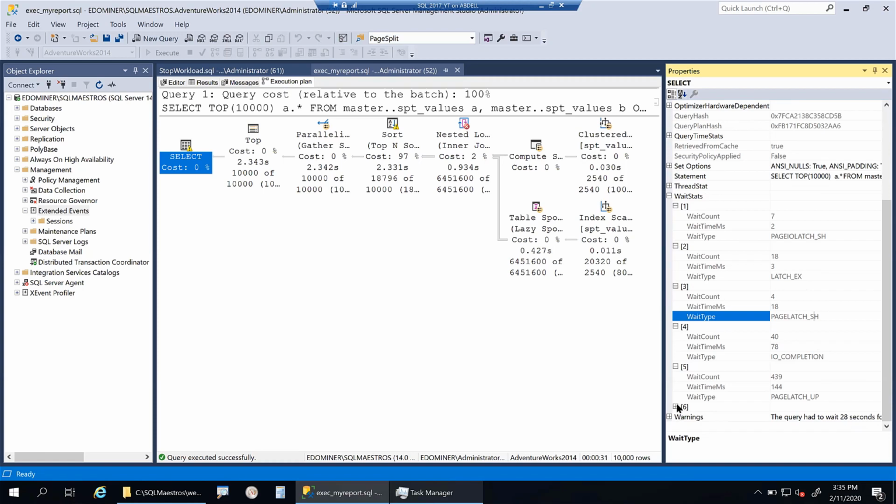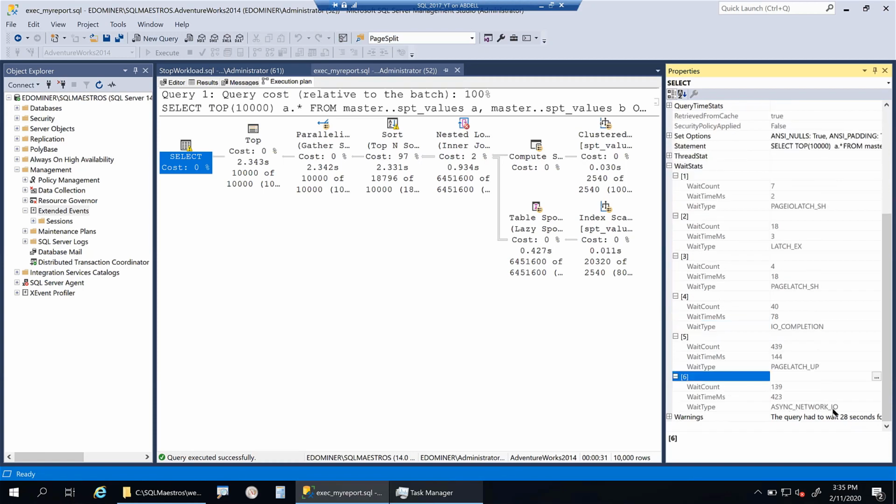That's how we read this. And another one is async network IO. Now, if you look at all these wait types that were encountered by this query, you also get to see the wait count and wait time in milliseconds. 423 milliseconds, 144 milliseconds, 78 milliseconds, and 3 milliseconds, and so on. So you can see the cumulative numbers out here.